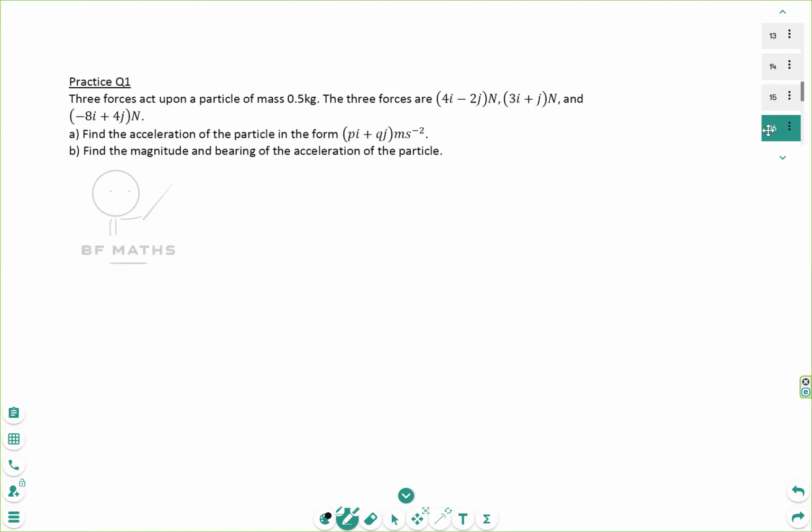So practice question 1, the only practice question for you in this lesson. So pause the video, have a go at the question. When you're ready for the answer, you can press play. Here are the final answers. Got it right. End of lesson. But if you don't, let's have a look.